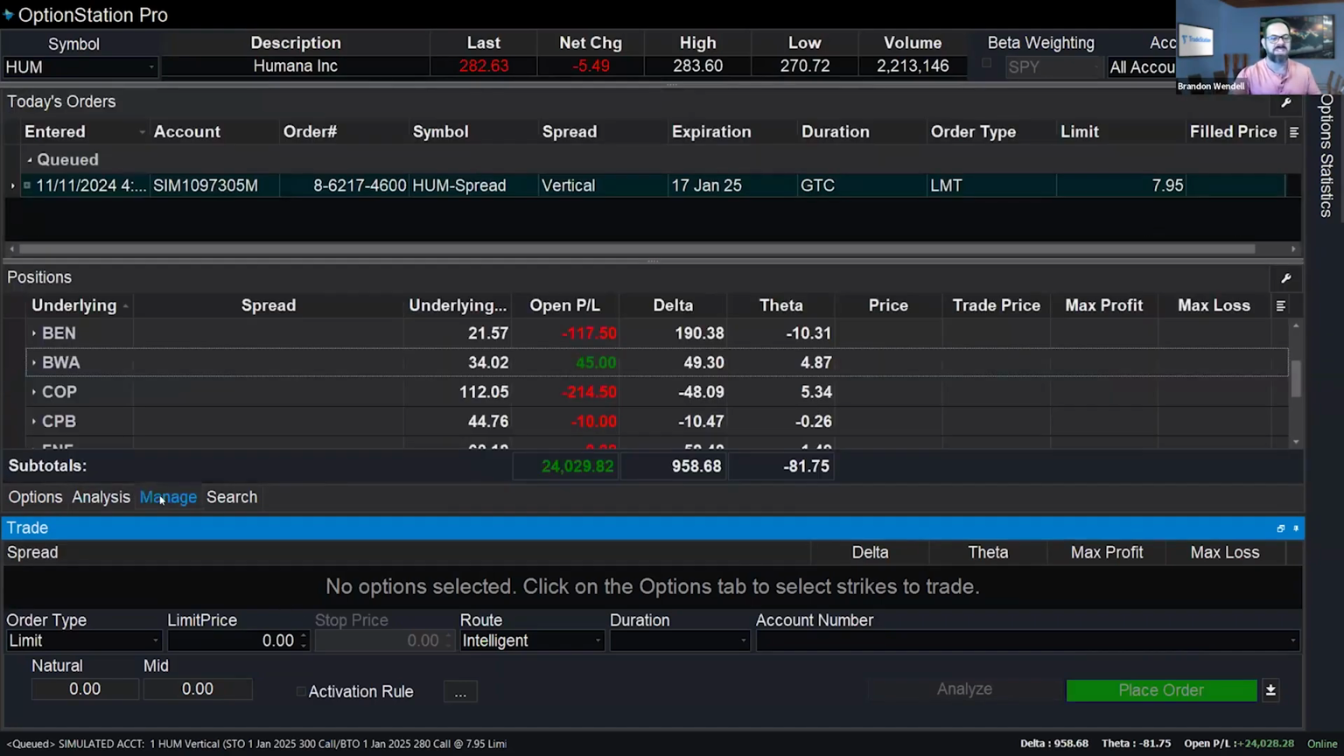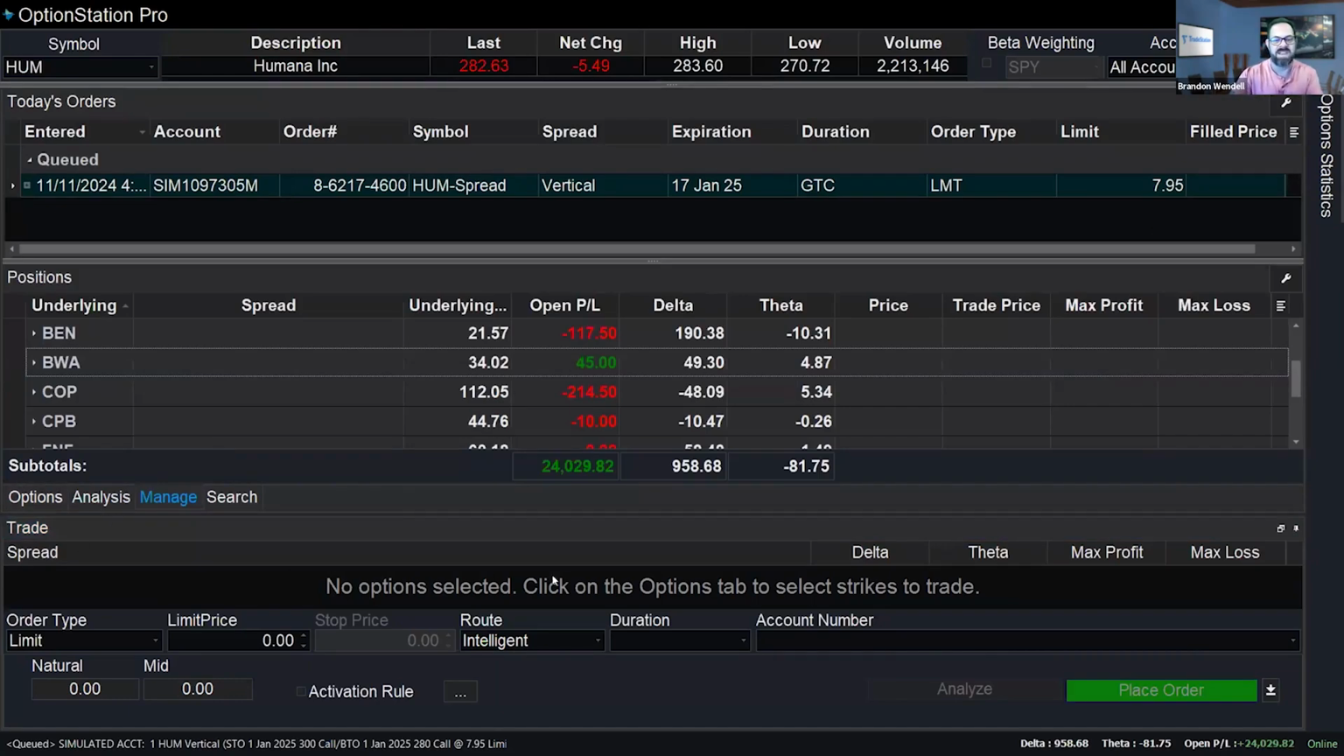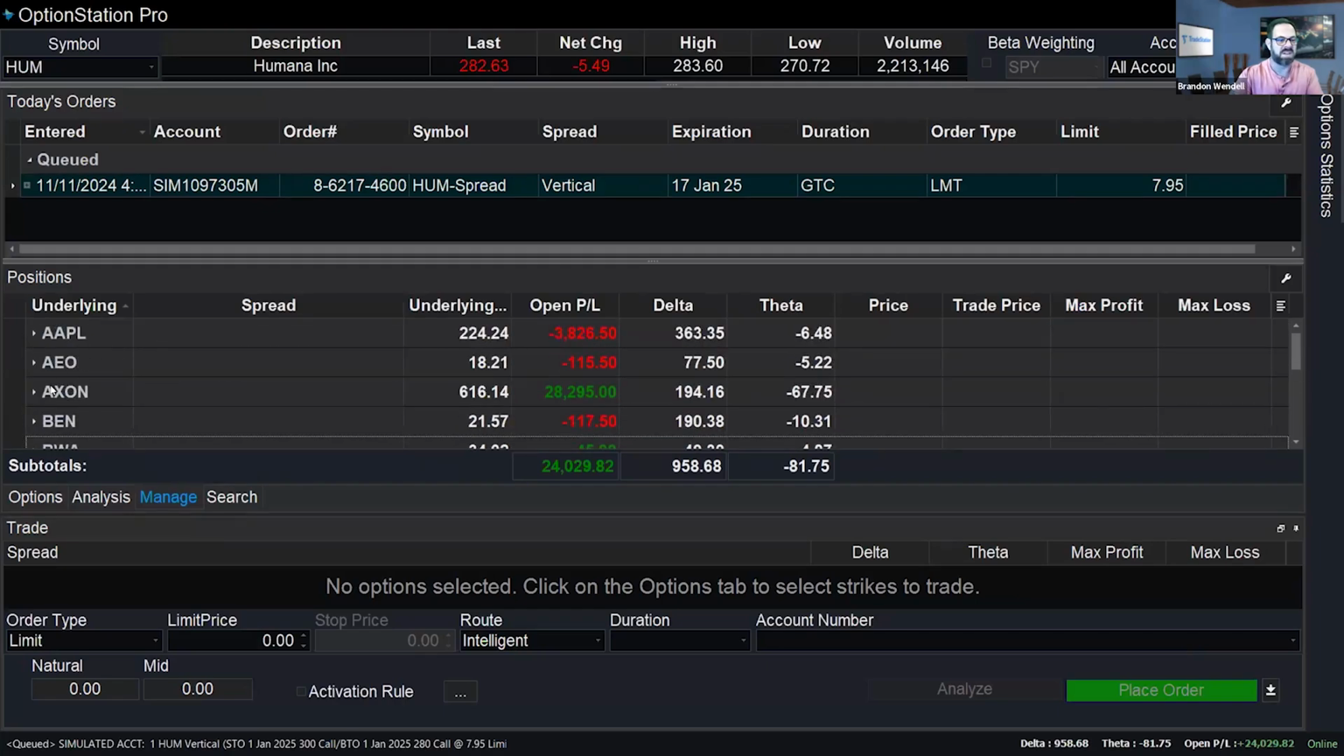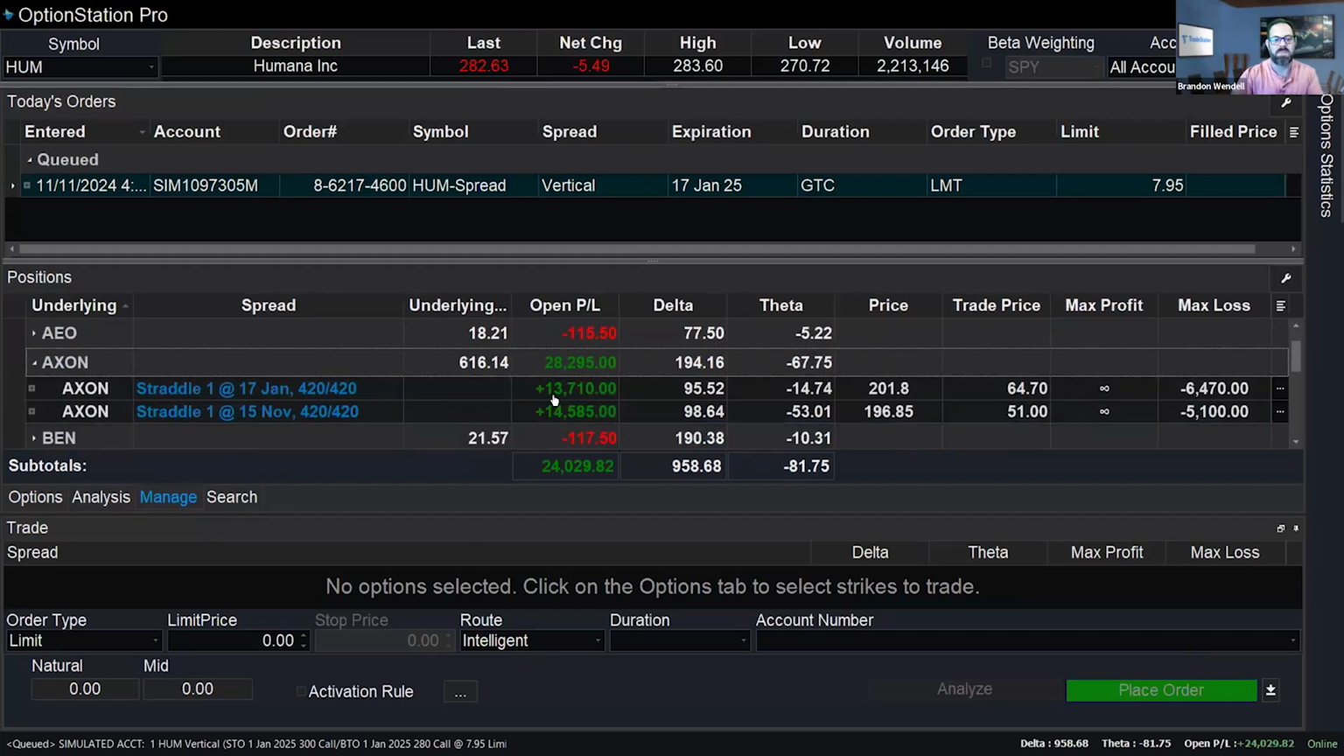So if I go to my manage tab here, I've got several positions here that I don't actually have an exit for yet. This one's kind of nice, AXON. I'm up about 13 grand on one side, 14 grand on another. These are 420 straddles that I put on a while back. Pretty good winner there. Don't worry, we'll dissect the straddles and figure out what's going on there too, and the strangles. But let's say I want to exit this.